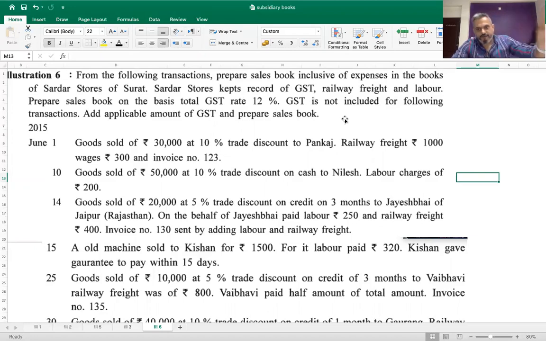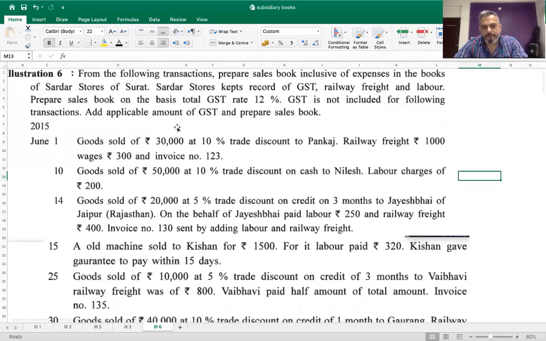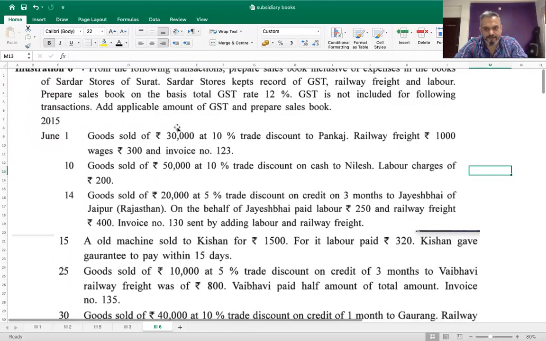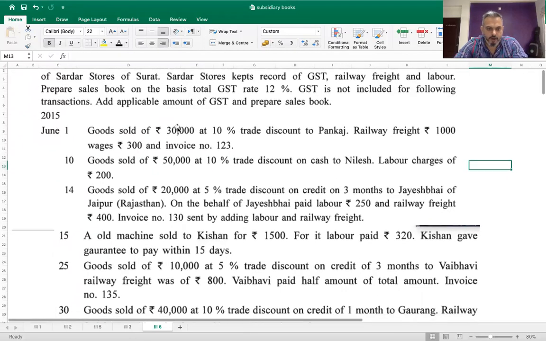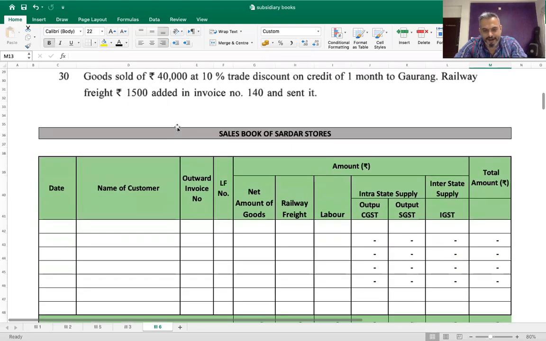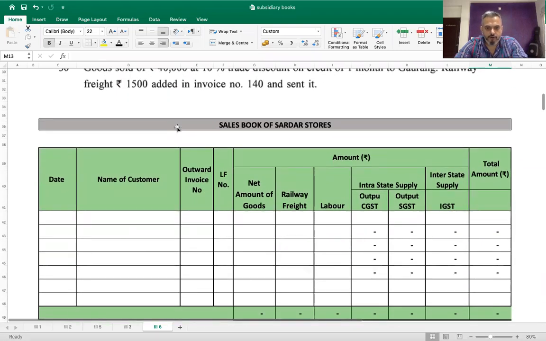So within state 6%, 6%, outside state, interstate directly 12%. GST is not included for the following transactions. Add applicable amount of GST and prepare sales book. Now let's write the heading first. Sales book of Sardar Stores.